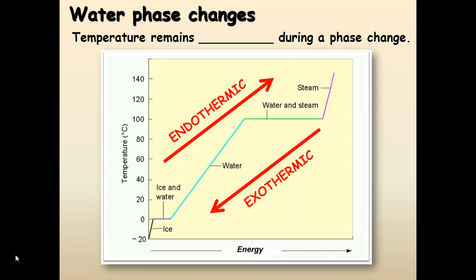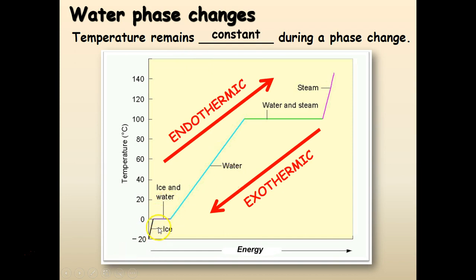Some of you may have seen this graph before. This is called a heating curve. And we've got different phases of water. So at the bottom here, below 0 degrees Celsius, water exists as ice. This would be the solid phase. Notice at 0 degrees, what happens to our temperature here? Temperature remains constant during a phase change.